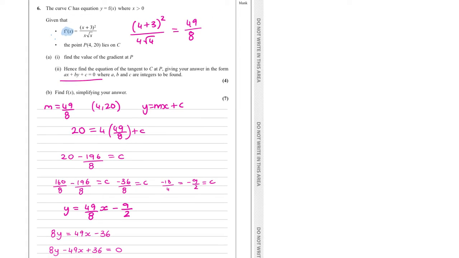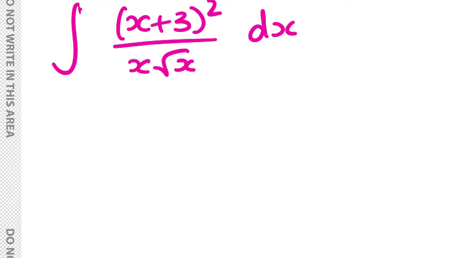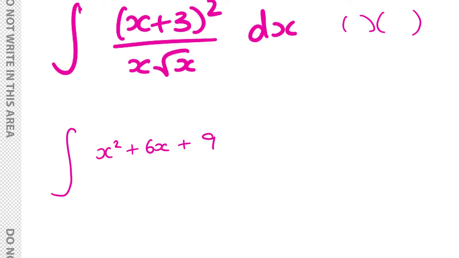Now, the 7-mark question wants us to find f of x, okay? So I now need to integrate this. So I need to integrate x plus 3 squared over x root x with respect to x. Okay, step 1. What's step 1? Index form, okay? So let's expand, simplify, sort our lives out. So x plus 3 squared, remember it looks like this, so we're going to have x squared plus 6x plus 9, okay? If you don't know how I did that, I know I've done that quite fast, but we should be able to expand quadratics like this now.